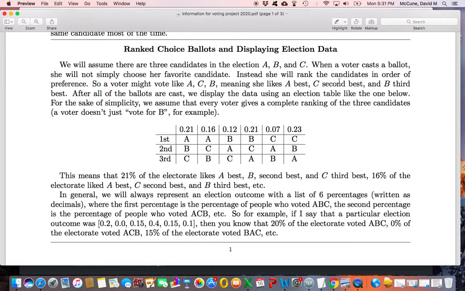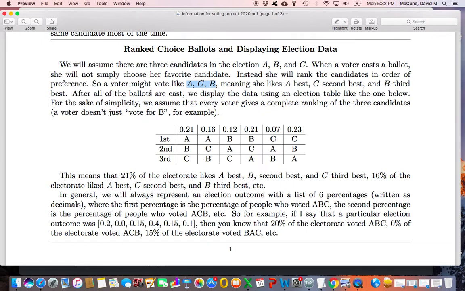Okay, when a voter casts a ballot, you don't just simply choose your favorite candidate. Instead, you get to rank the candidates. So instant runoff voting needs candidates to be ranked by an individual voter. So when the voter goes to the voting booth, they could say something like this on their ballot: I like A better than C, and I like C better than B. That's a way you can vote. You could also say that you like C best, A second best, B third best, whatever.